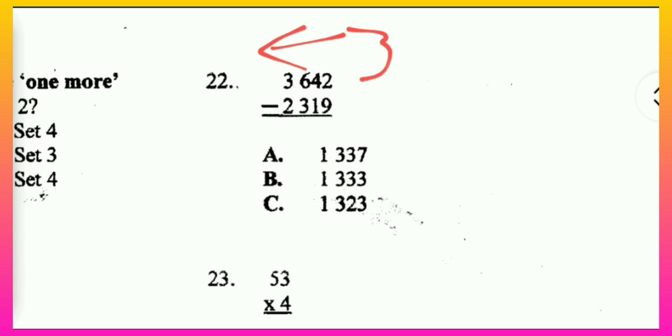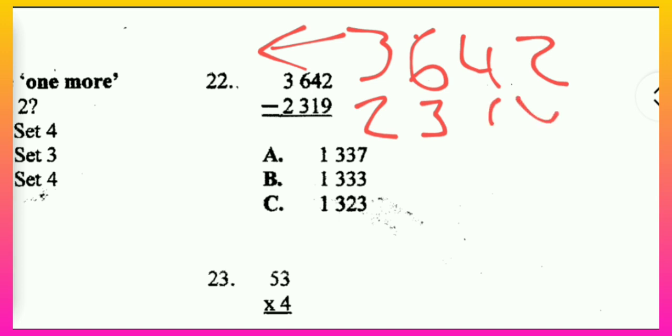So we have 3, 6, 4, 2, and we're taking away 2, 3, 1, 9. Now remember renaming. Can you take 9 from 2? No, you can't. So you borrow. People say borrow, but you're really renaming a group of 10 into 1s. And you're gonna have 12. 9 from 12 is 3.